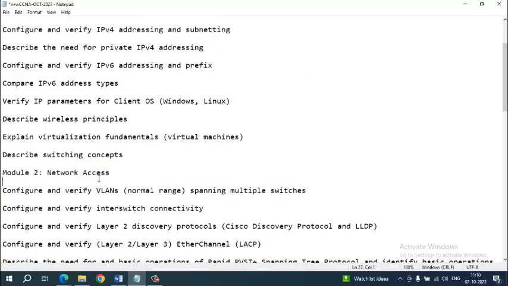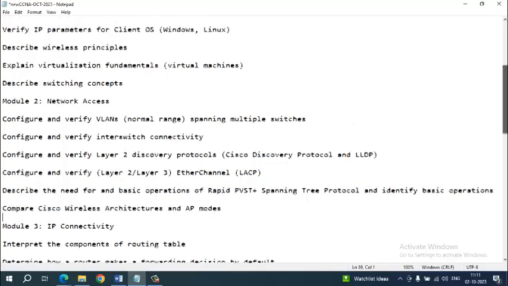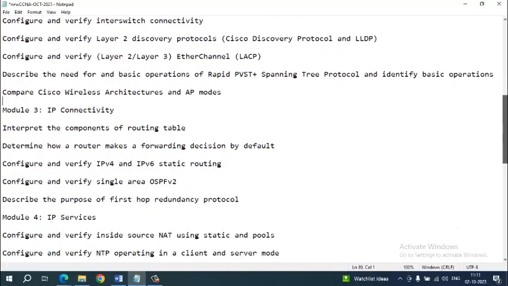That is the access layer. Switching is the access layer where we have VLANs, inter VLAN routing, inter switch connectivity, which is nothing but trunk links, EtherChannel, RSTP, which is a loop prevention mechanism. And then this wireless principle that you learned here, again, it is elaborated a little bit more. So that's module 2.